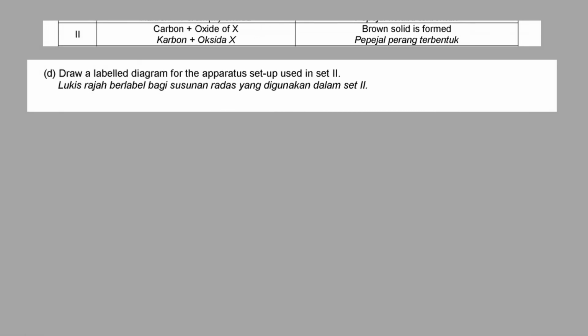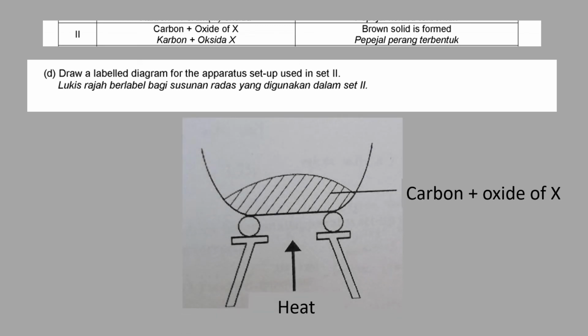Draw a labelled diagram for the apparatus setup in set 2. Set 2 is carbon and oxide of X. We heat carbon and X oxide in a crucible. 2 marks are provided, 1 mark for a functional diagram and another 1 mark for the labels. You have to label heat and label all the materials involved.